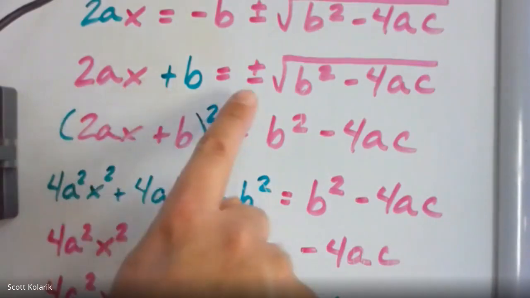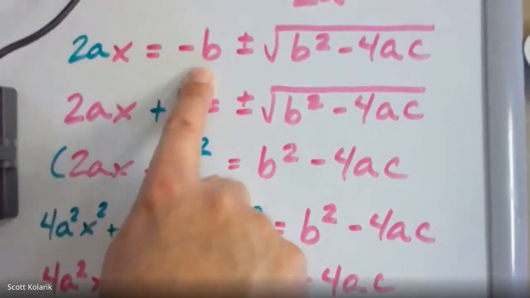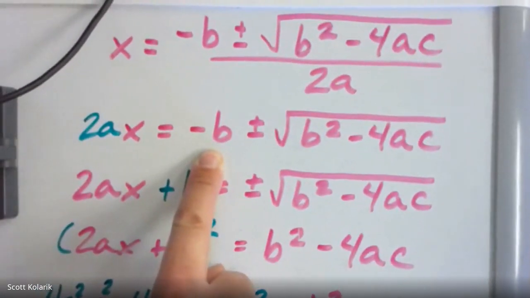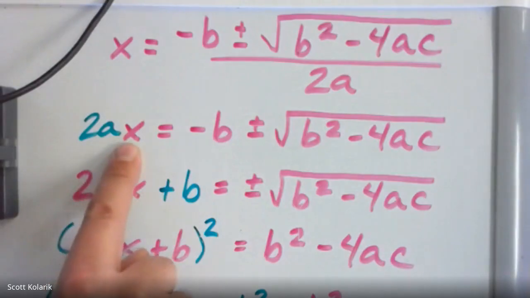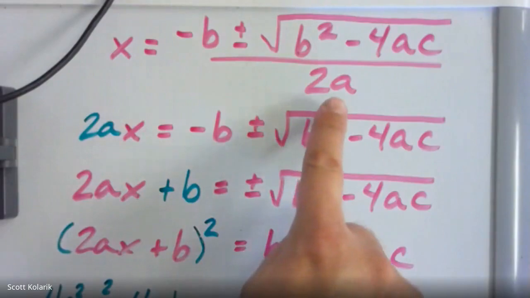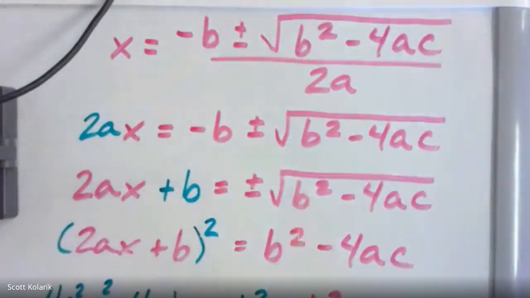All right, so if I move the b away through subtraction, I get this negative b plus or minus what was originally under the square root. And now again, I want to move stuff away from this x and isolate it, so I would divide both sides by that 2a, and that is where the quadratic formula actually comes from.